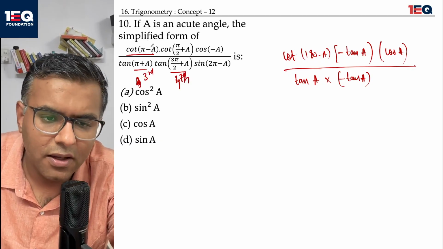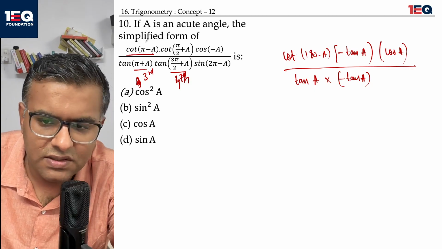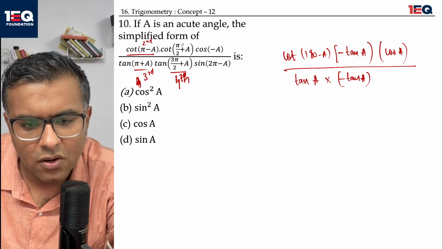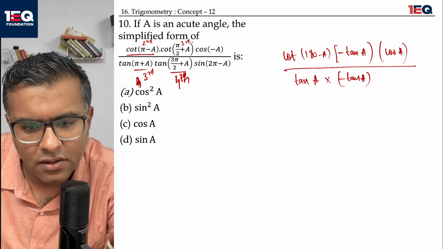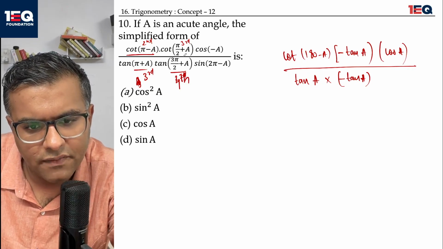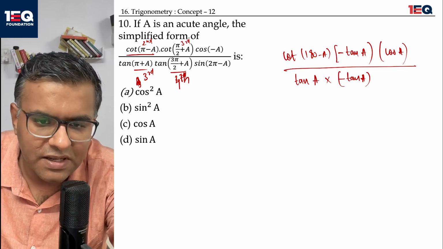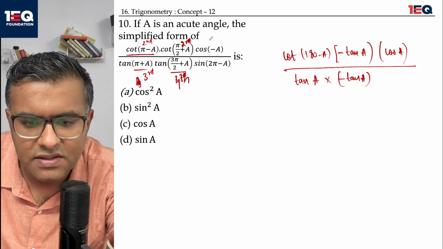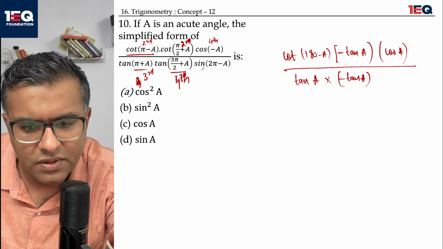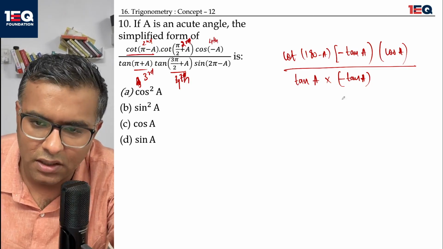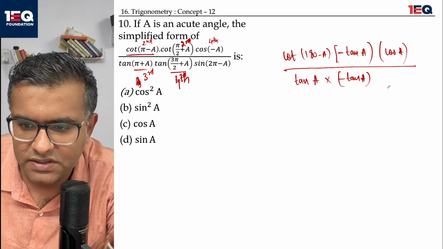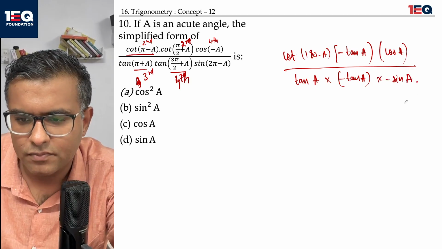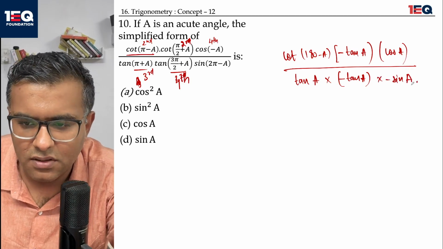Cot pi minus A, this is my second quadrant. And cos 90 plus A, this is the second quadrant here, and this is the fourth quadrant. What about this sine 360 minus A? This is also going to be a negative one. So minus sine A. This is the situation that we are sitting at.